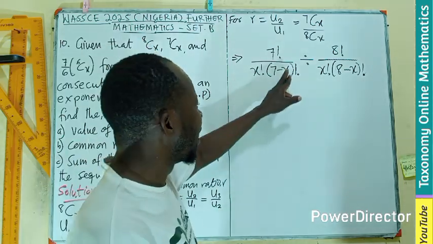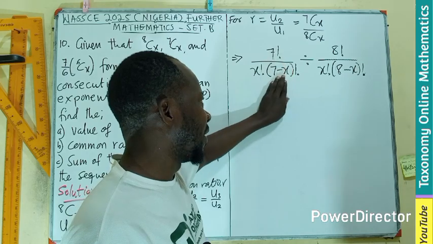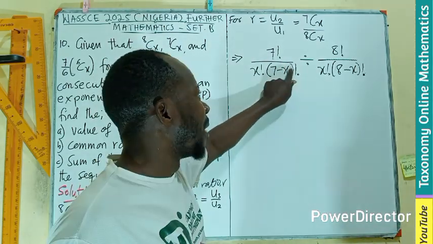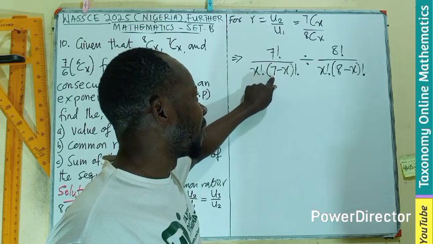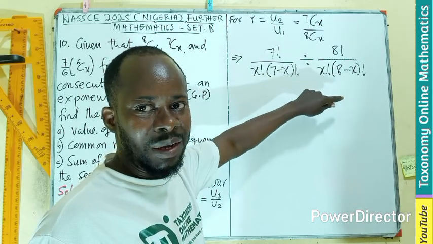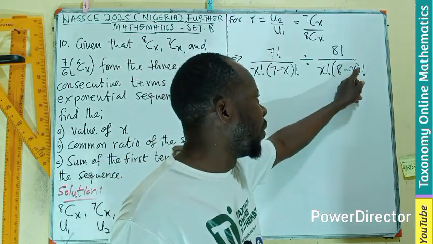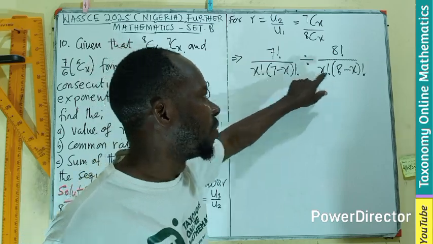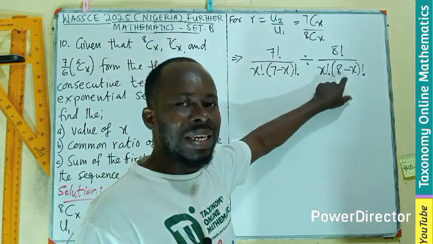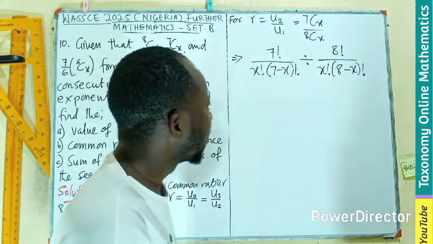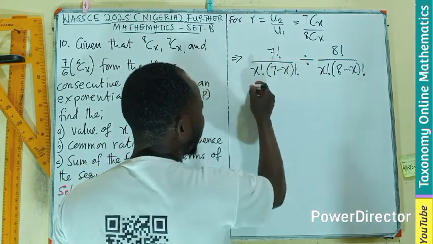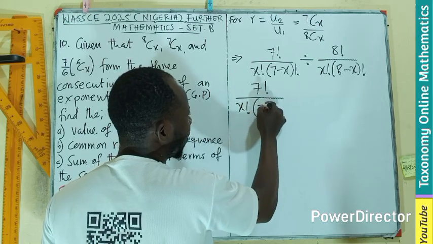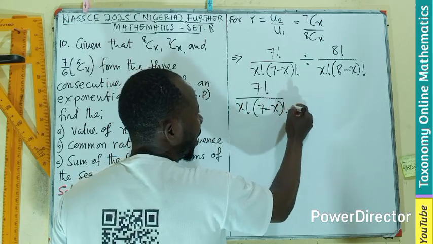So if you can see here, if I reduce this by 1, this is my number. This is like 5 factorial. So if I reduce it by 1, 7 minus 1 will become 6. But if I reduce this by 1, this becomes 8 minus 1, 7. I'll be having the same value here. So I will be expanding this only one step. Let me have my 7 factorial over x factorial, 7 minus x, all factorial.